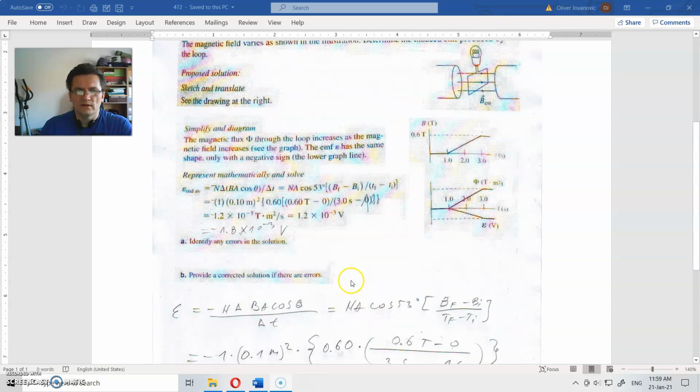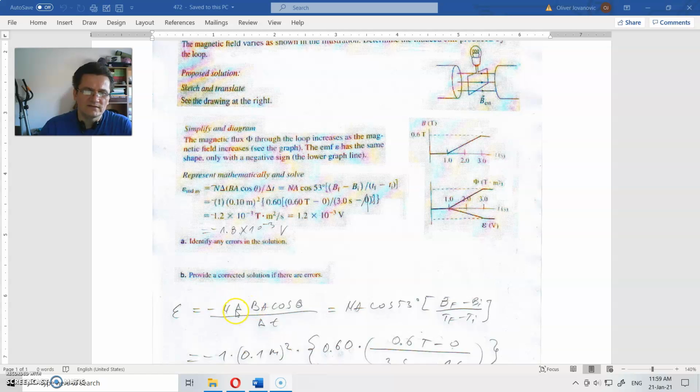So, in the solution you need to have a minus sign, because the induced electromotive force always opposes the change in flux. And this N is the number of turns. So you have here only one turn. But if you have a coil, you will have as many turns as the coil has. So there is only one turn here, and that is N is 1.